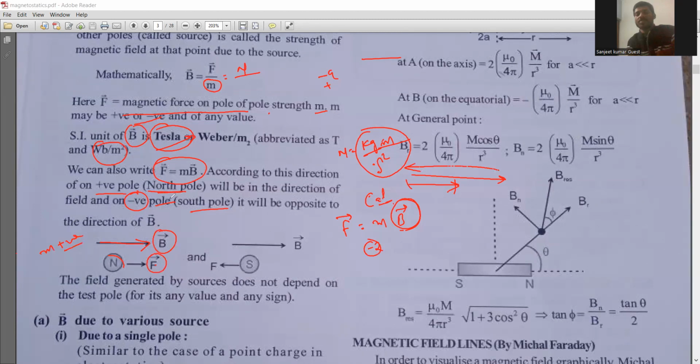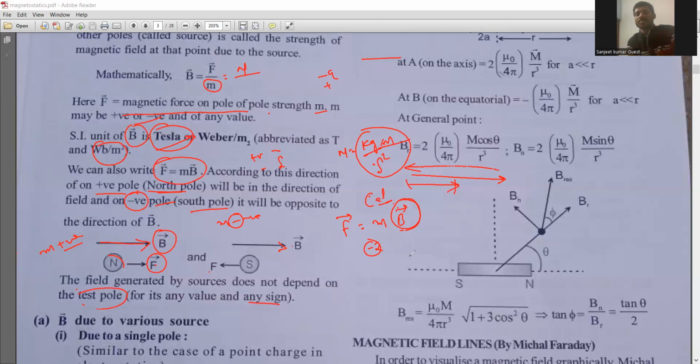We had discussed in yesterday's class that we take positive for north and negative for south. Same thing is here. B is in this direction, and if we take M negative, you can see here M is negative, so F will be opposite of B. So now F is just opposite of B, right? The field generated by sources does not depend on the test pole for its magnitude and any sign. The thing is very clear.